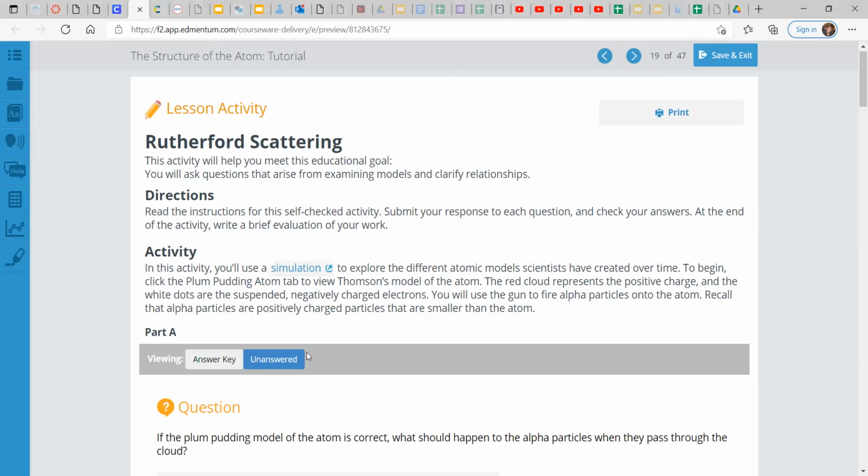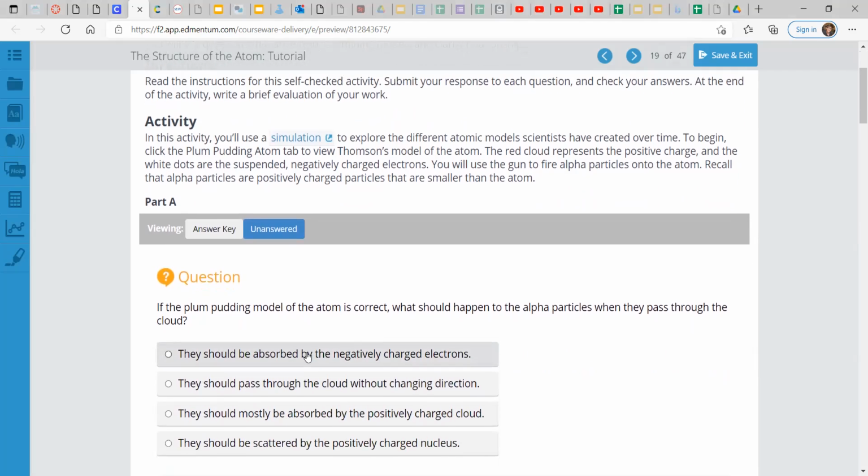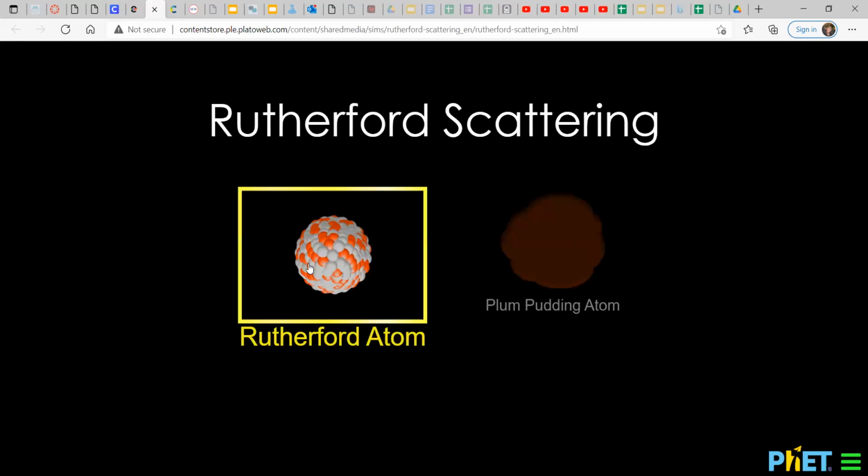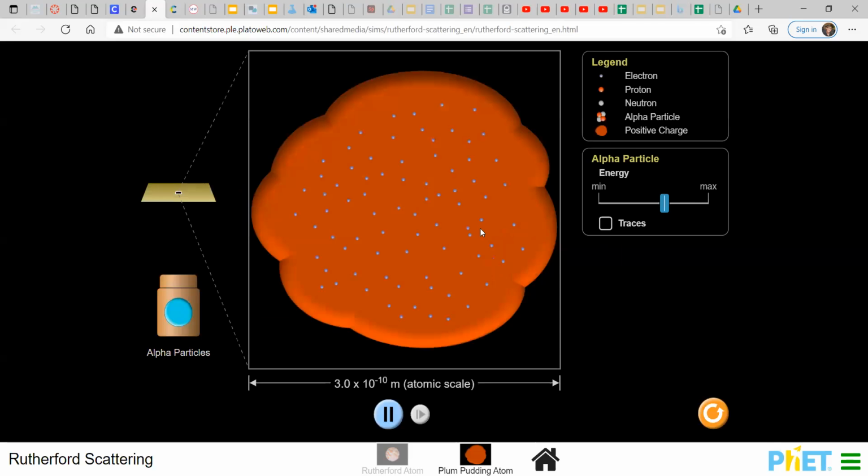So for part A, let's look at what we should be considering. If the plum pudding model of the atom is correct, what should happen to the alpha particles when they pass through the cloud? Well, let's check out the simulation. We're gonna go with plum pudding right now.